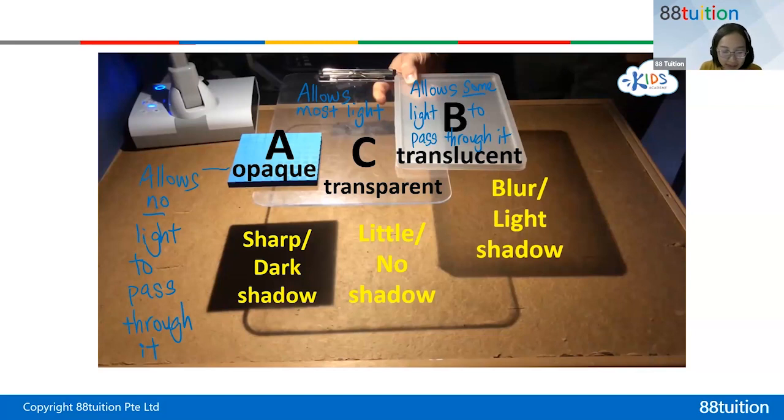But for this transparent material, can you all see the transparent clipboard? This transparent clipboard, you can still see a little bit, right? So it allows most light to pass through. So it's better to write most light. Please don't write all light.